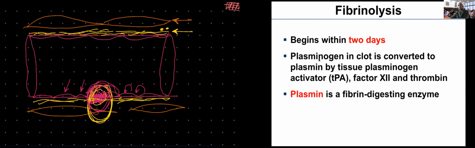The process by which you're going to be breaking down the blood clot is what we call fibrinolysis. Fibrin is a type of protein threads that form the blood clot. And lysis, to lyse, is to break down. So the process by which you're going to be breaking down the blood clot is what we call fibrinolysis. The process here starts within 2 days of the blood clot formation.